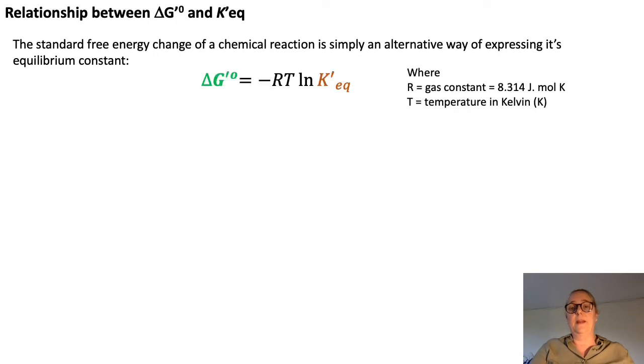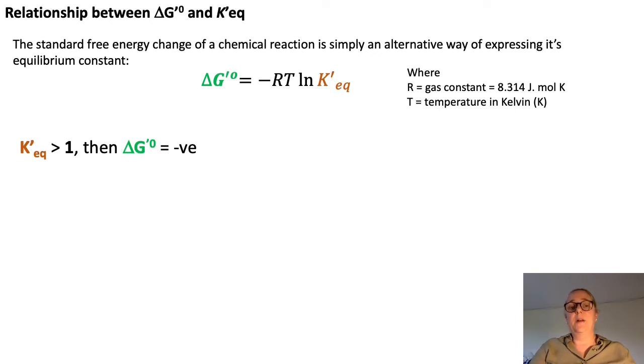We can express it with this equation. Delta G equals minus R, the gas constant, which is 8.314 joules per mole per Kelvin, times T, times ln K, where K is the equilibrium constant and T is the temperature in Kelvin.